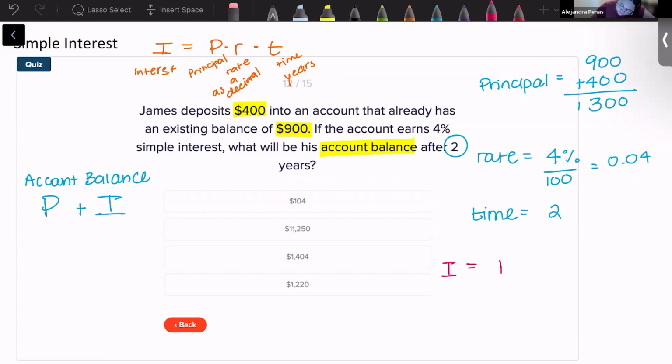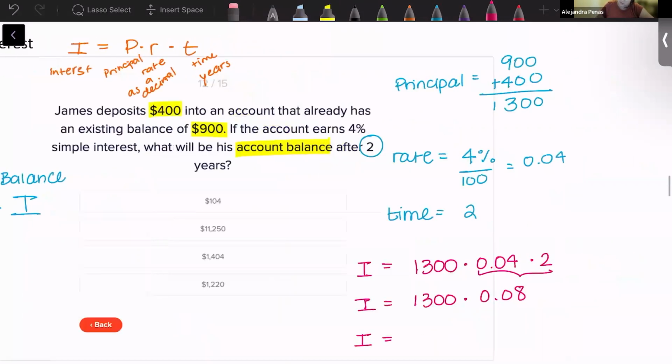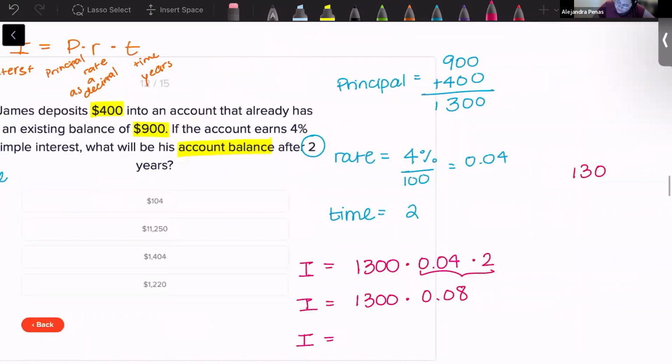Interest equals 1,300 times 0.04 times 2. So interest will equal 1,300 times these two multiplied, which will be 0.08. And now let's go ahead and multiply 1,300 times 0.08.